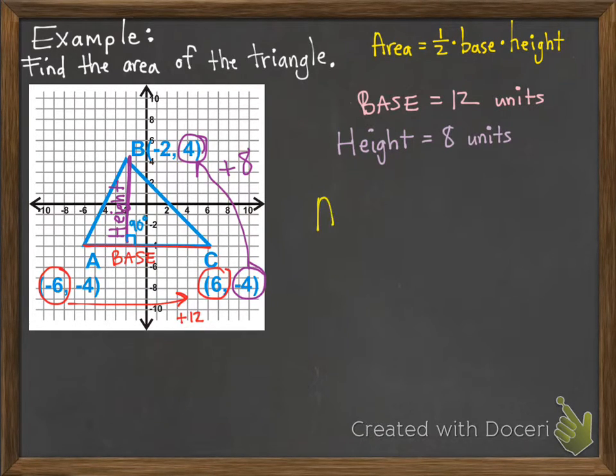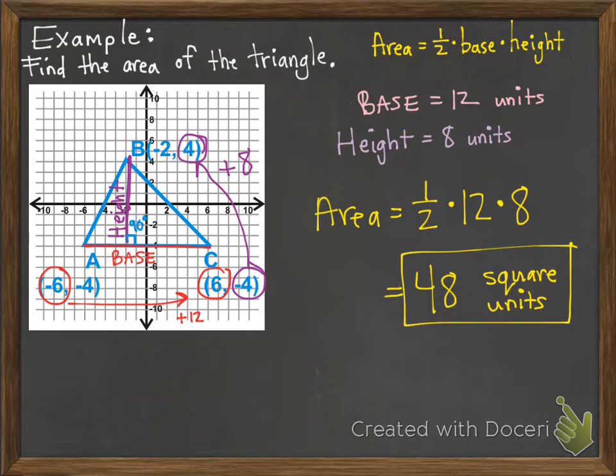Now that we know the base and the height, we're going to plug those into our area formula. 1/2 times 12 times 8, which is 48 square units for the area of our triangle.